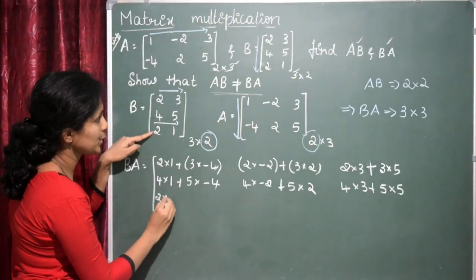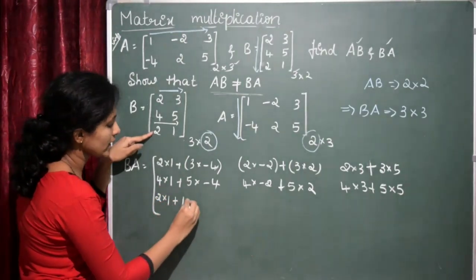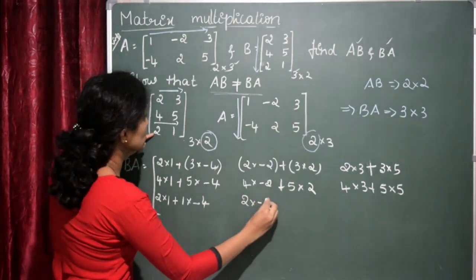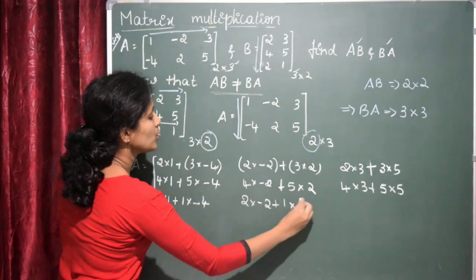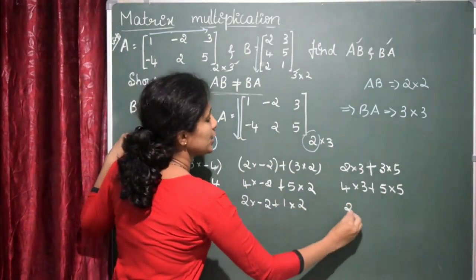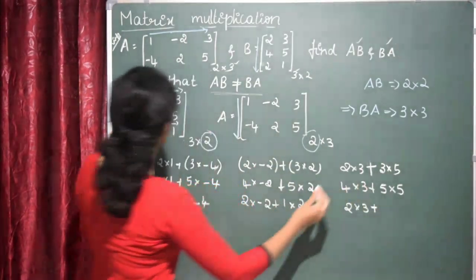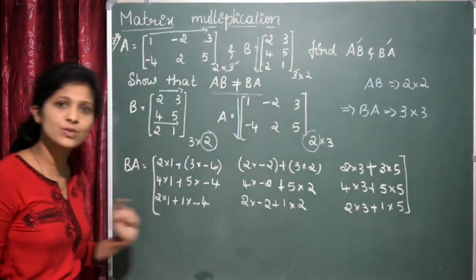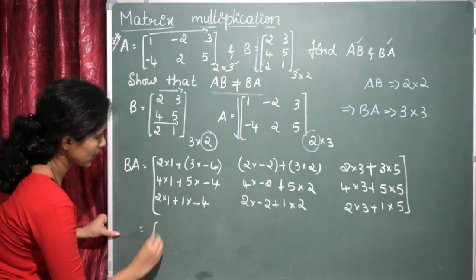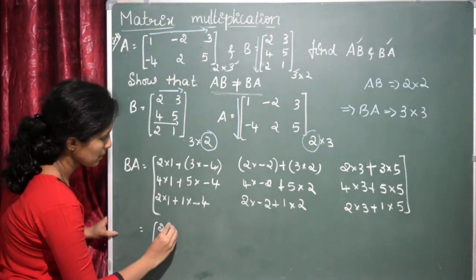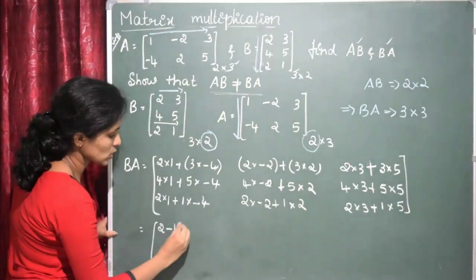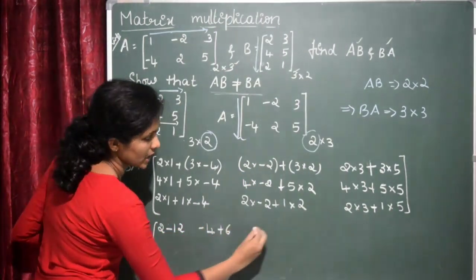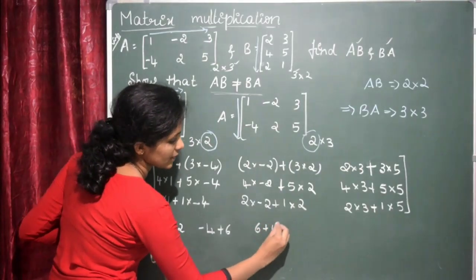This will be now 2 into 1 plus 1 into minus 4. Next, 2 into minus 2 plus 1 into 2. Next will be 2 into 3 plus 1 into 5. Is it clear? Now you just have to simplify. So this will be equal to now 2 into 1 is 2, 3 into minus 4 is minus 12. Next element minus 4 plus 6. Next will be 6 plus 3 into 5, that is 15.